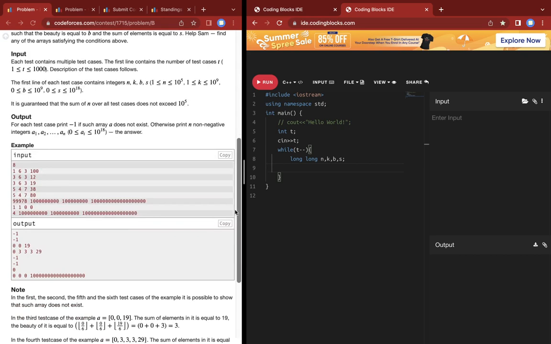For each test case, print -1 if such array does not exist. Otherwise, print n non-negative integers. A_i is between 0 to 10^9, that's the answer. First we take n, then we take k, I guess, right? B, then s.